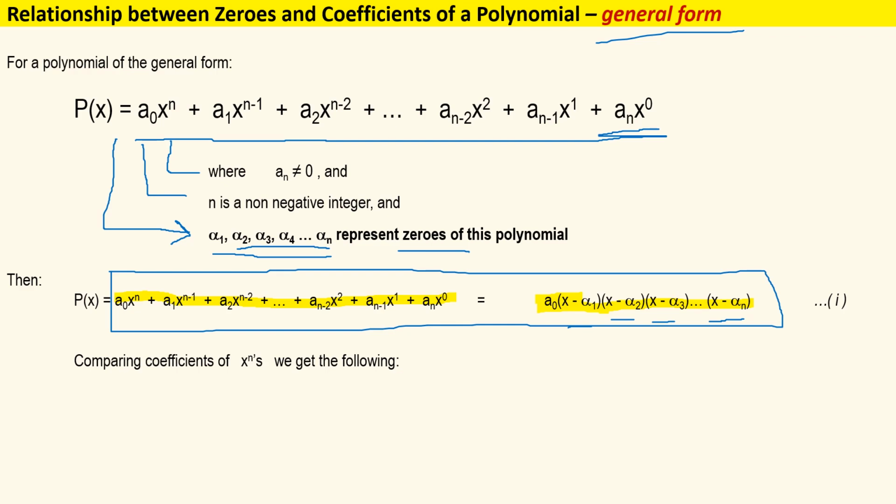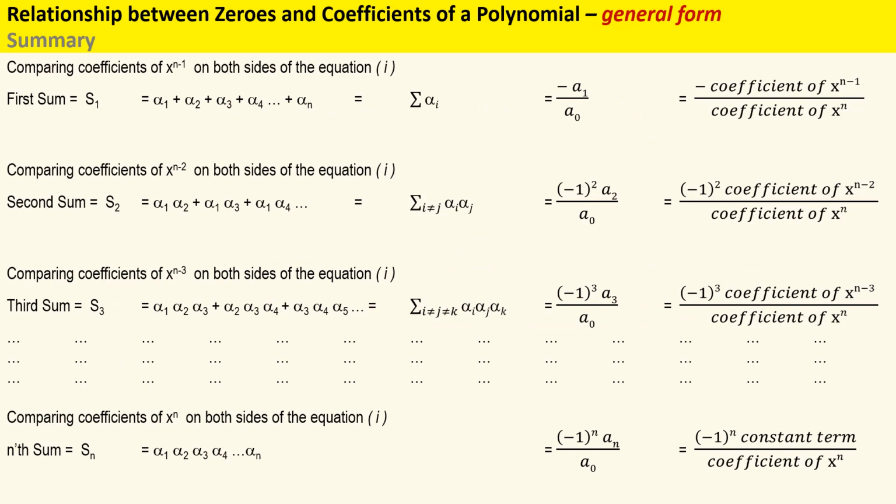So now let's start comparing the coefficients of different powers of x and let's see what we get. Let's now start comparing the coefficients of different powers of x on two sides of the equation 1. Let our first coefficient for comparison be the coefficient of x raised to power n minus 1. This will give us the first sum s1, which is alpha 1 plus alpha 2 plus alpha 3 and so on up to alpha n. And in simple form, it is written as sigma alpha i.